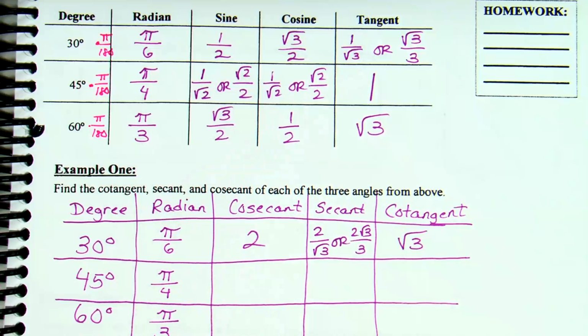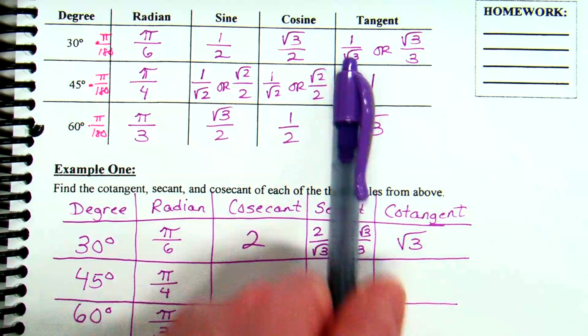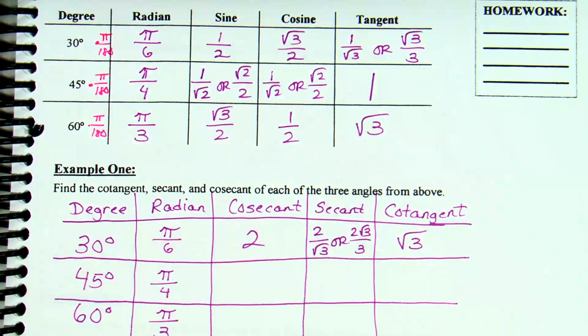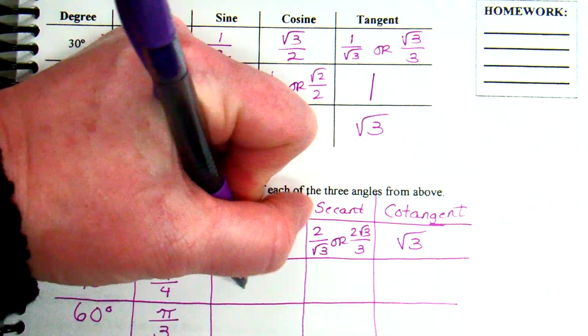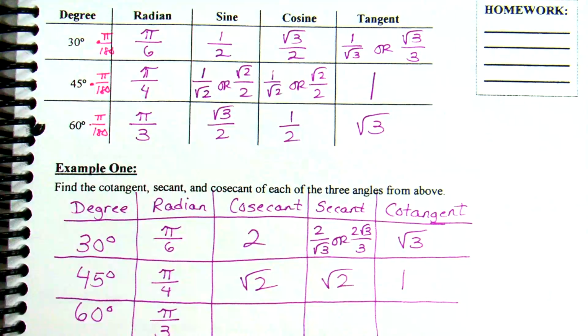Okay, so this is where, again, one of the few reasons I like this, 1 over square root of 3 flips to be square root of 3. Okay, 45 degree row, you got it? What's the cosecant of 45 degrees? Square root of 2, it's the reciprocal of sine. Secant, if cosecant is square root of 2, guess what? Secant is square root of 2. And cotangent, the reciprocal of 1 is 1.